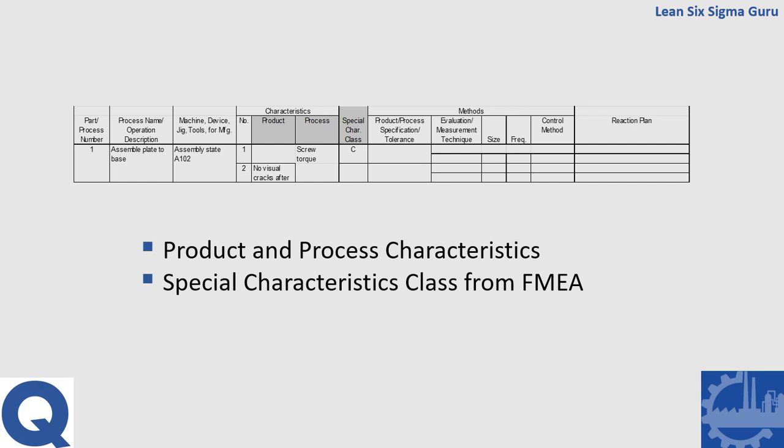If we come then to product and process characteristics, it's a very common thing for people to only put product characteristics in here, but you have to consider very carefully what the process characteristics are that we want to monitor. In this case, we've talked about assembling a plate to a base at our assembly station A102, and that we need to measure the screw torque. And we've said the screw torque is a class C special characteristic, means an important critical to quality characteristic in our system. Those special characteristics come directly from the FMEA. We don't have to determine them when we're writing the control plan. They've already been determined for us.